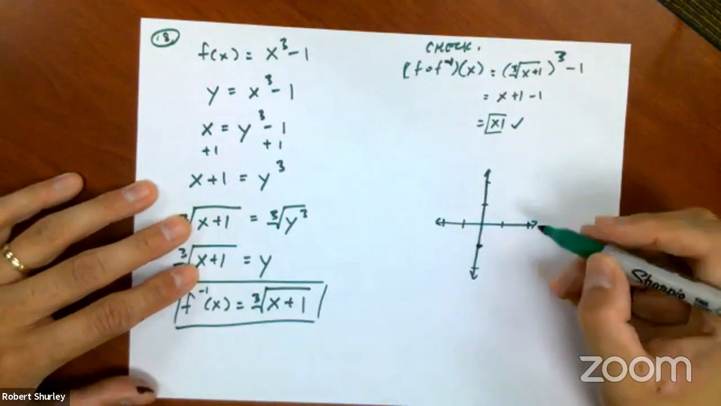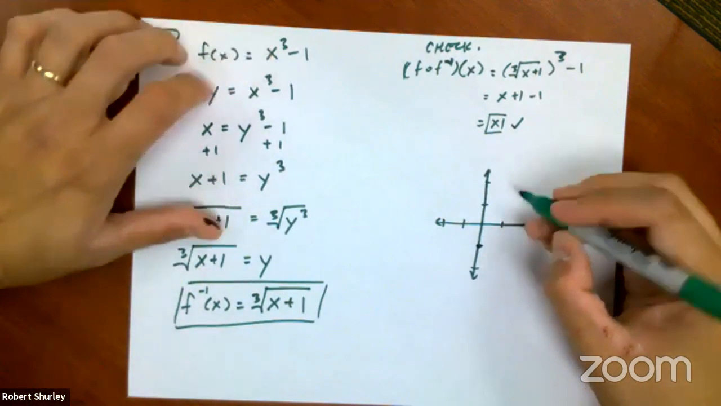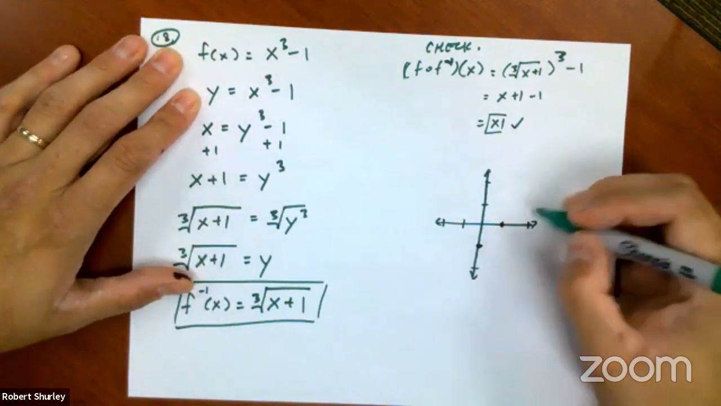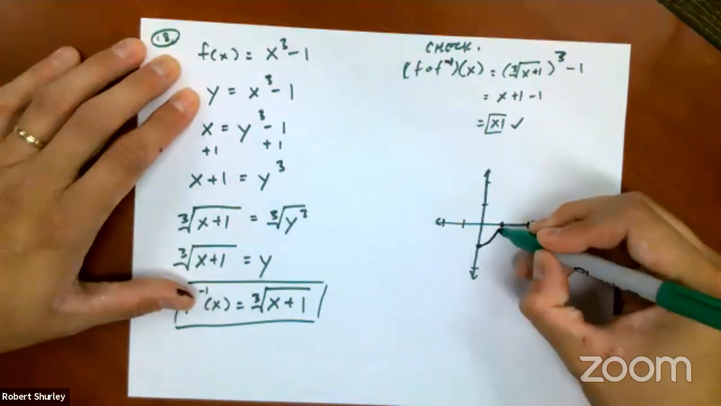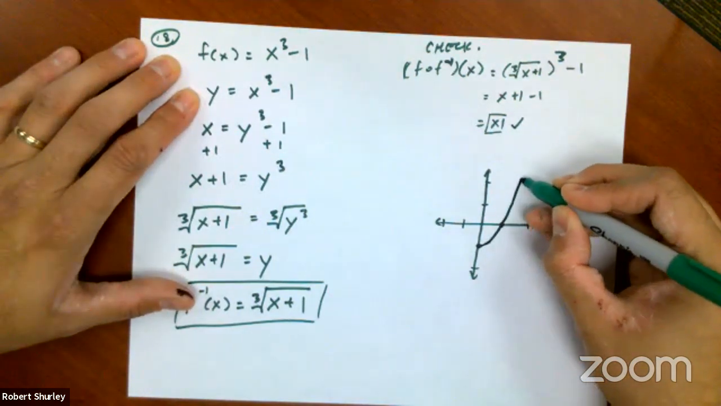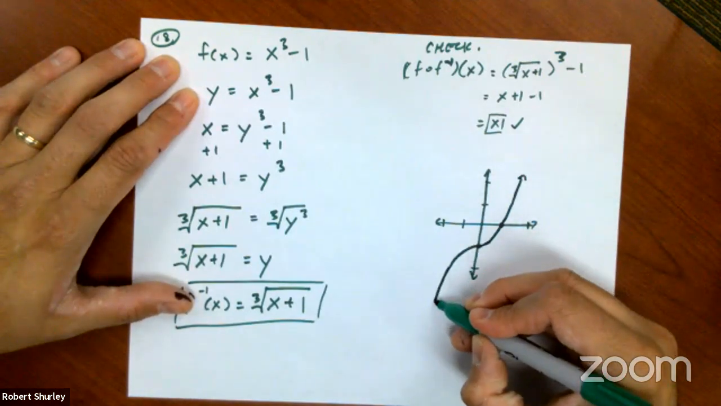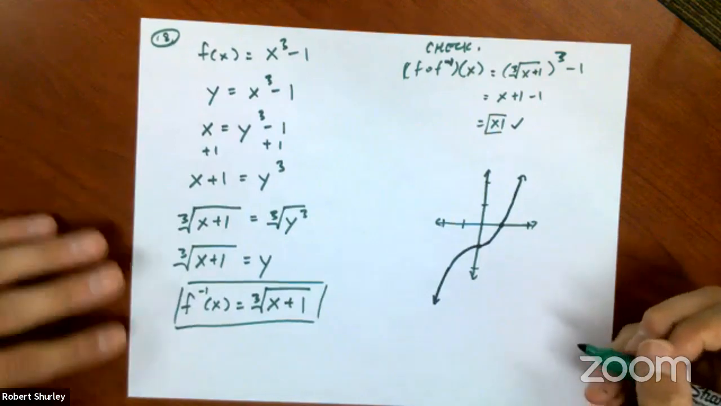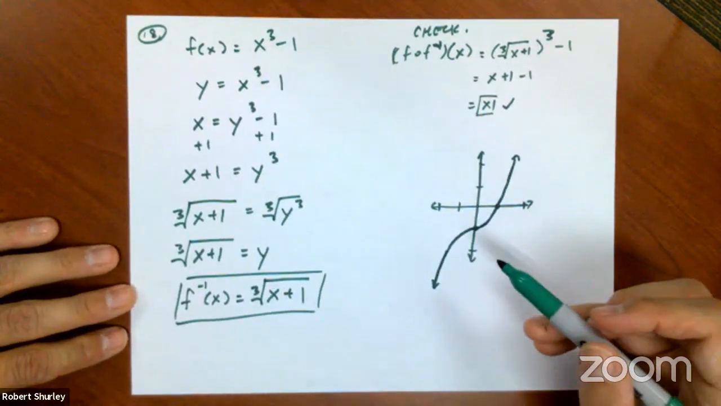The x cubed function, if I put in 1, I'd get back 0, right? Yeah, the x cubed function looks something like this. Okay, there's the x cubed function. So that's f.